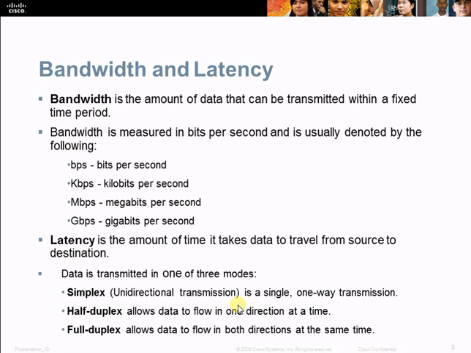And we have 3 types of data transmission. We have simplex, half duplex, and full duplex. Remember, simplex is unidirectional. It can only go one way. Half duplex goes in both ways, but only one at a time. And full duplex, they're going back and forth at the same time. There's a channel for each one.